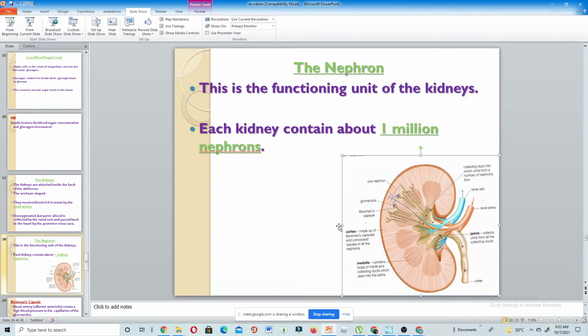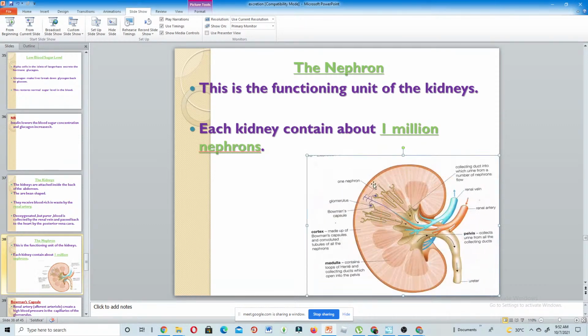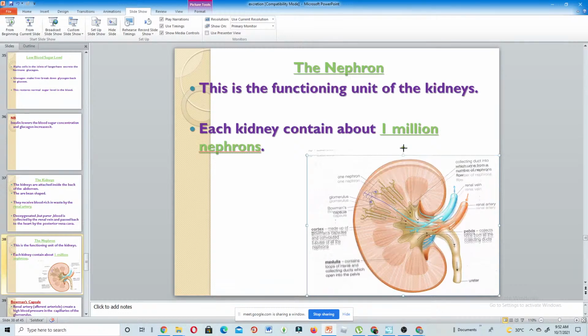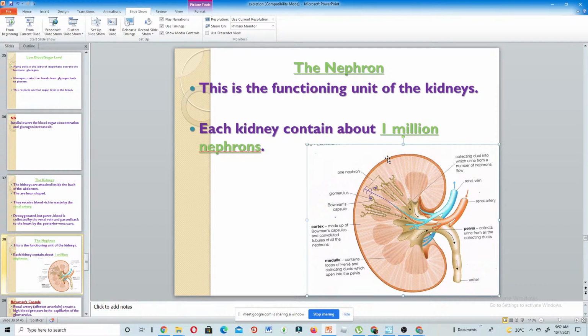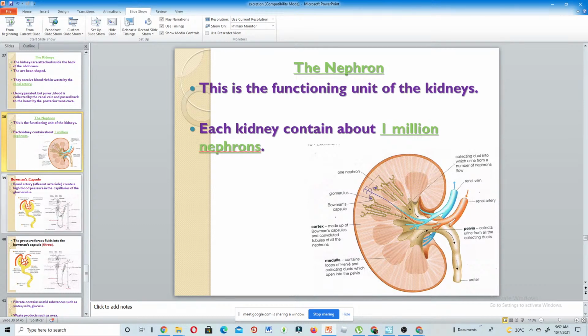So the first pointer is saying that the nephron is the functioning unit of the kidneys. All the functions that take place in the kidneys take place in the nephron. That's why they say that it is the functioning unit.